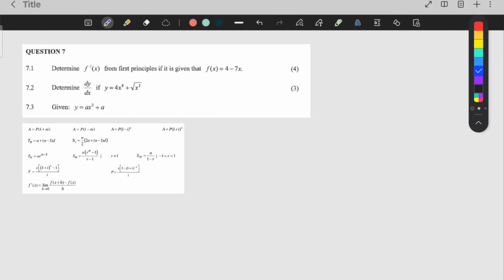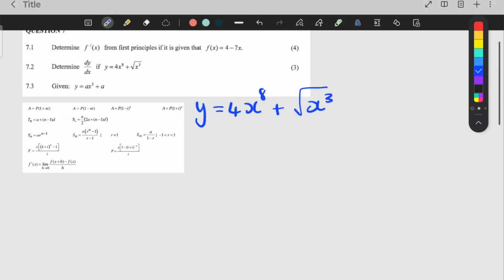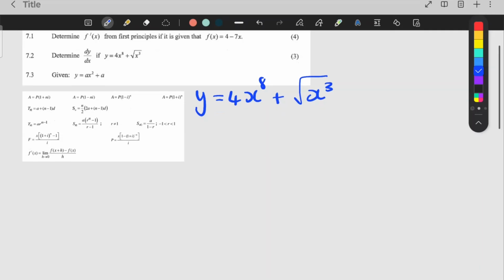Okay, let's look at the next question. 7.2 says we have to determine dy over dx. So we have to derive y in terms of x. And they give us y. So there's y. Let's write y down. So y is equal to, okay, so that is y.